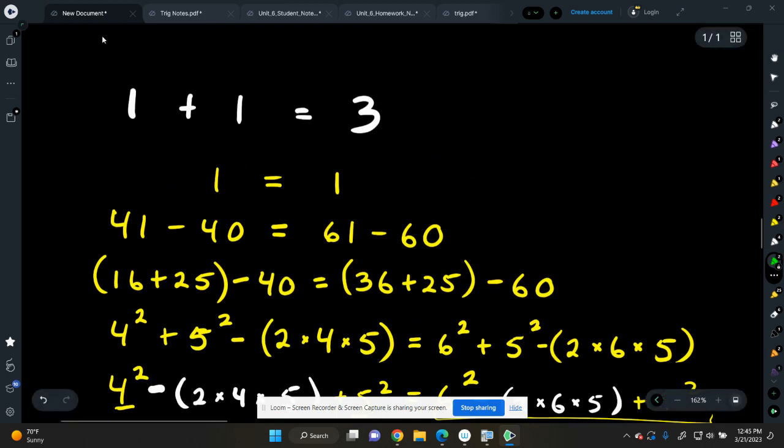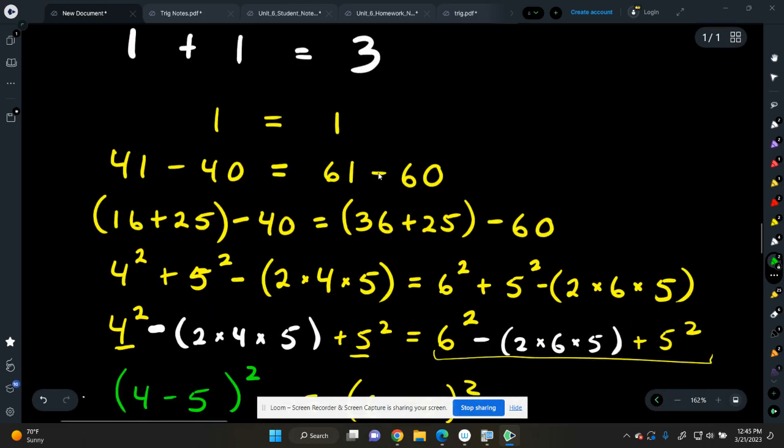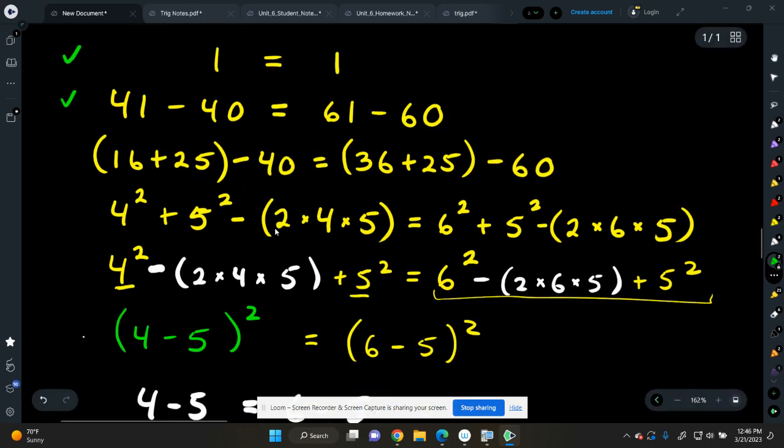Here we go. 1 equals 1. That's true. 41 minus 40 equals 61 minus 60. Yes, that's true. Now, instead of 41, I wrote 16 plus 25. So 16 plus 25 minus 40 equals 36 plus 25 minus 60. Is that true? Yes. All I did was substitute those.